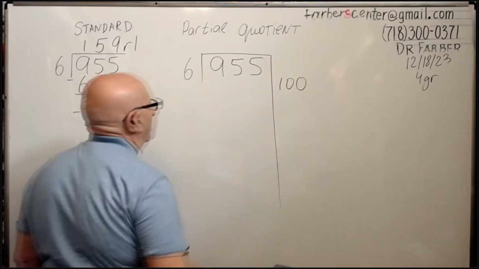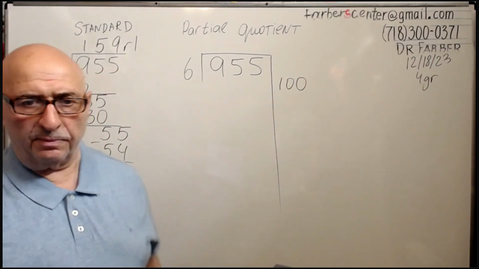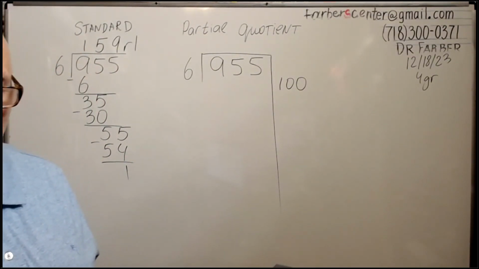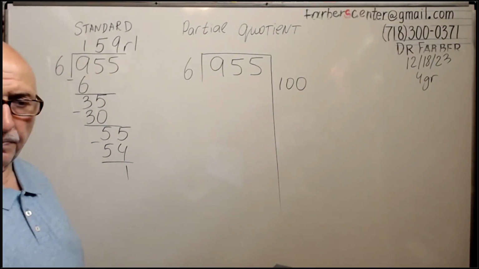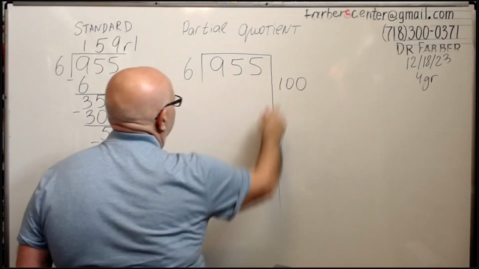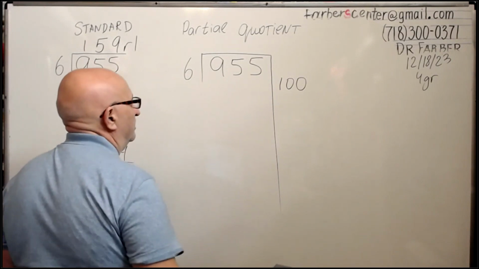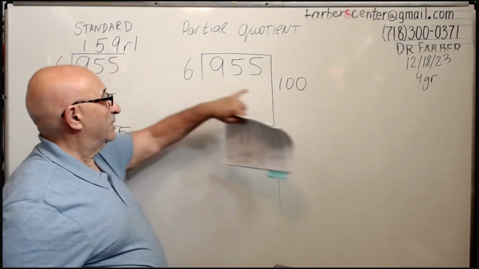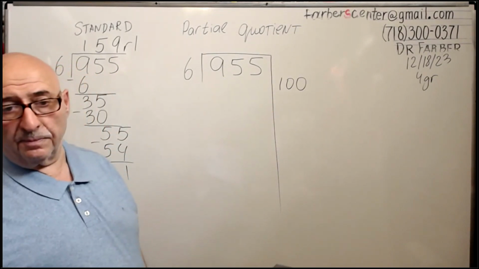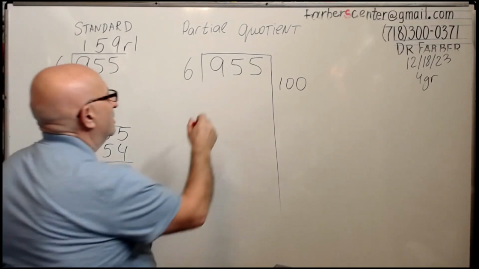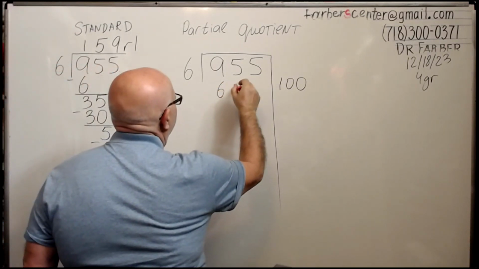Who will help me with this partial quotient? Somebody else. Somebody, not the same case, different. Who can help you? Yes, go ahead. Yes, please. 6 times 100. 600. Yes, 600. Okay.